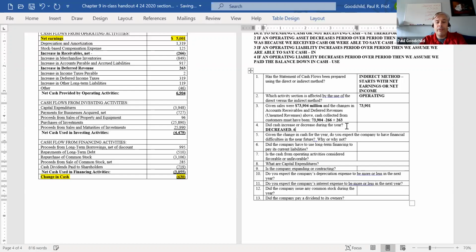And that's the 6,904 plus a negative 4,479 plus a negative 30. And that equals a net of 630.